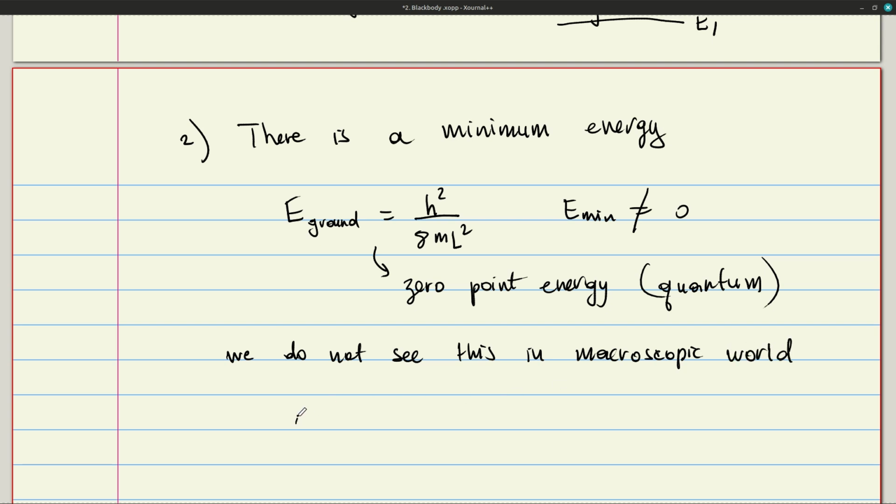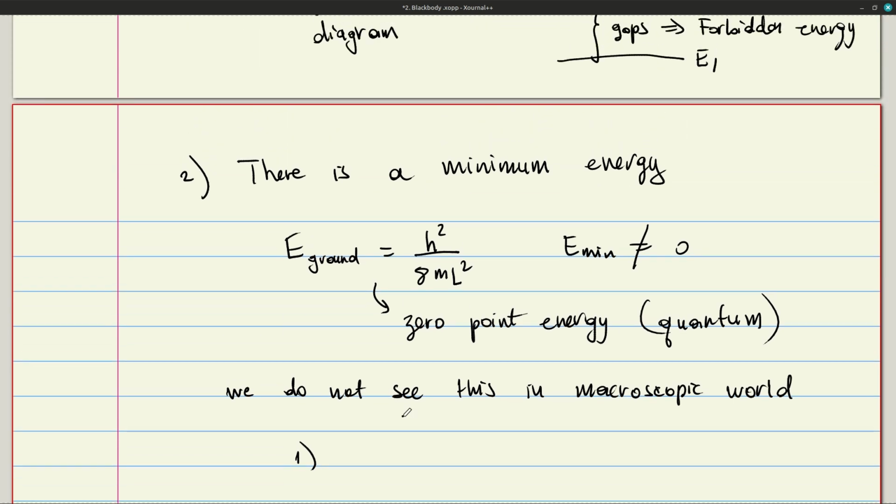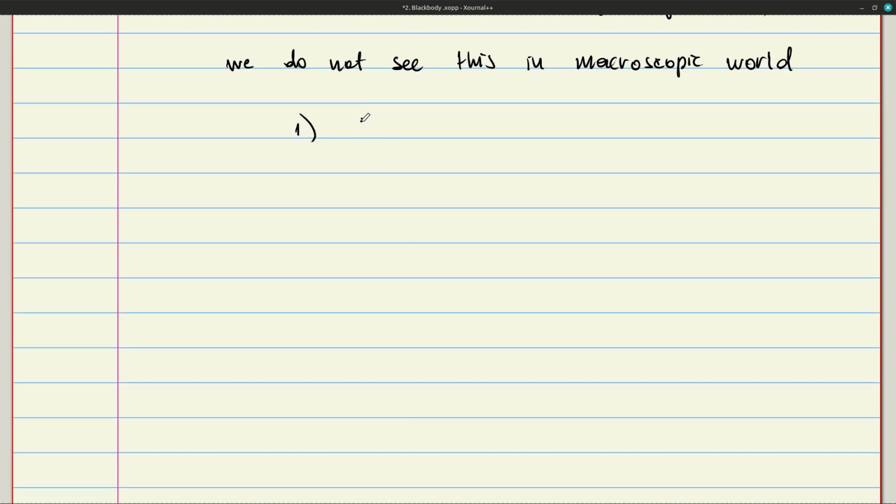There are two reasons. One, h is small, so Planck's constant is a tiny number. That's why we don't see things. And the second one is that m is large. So if you look at the de Broglie relation, lambda is h over p, which is h over mv. So you are dividing a small number by a gigantic number. As a result, we don't expect to see that.